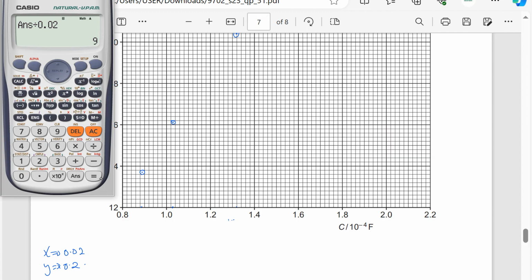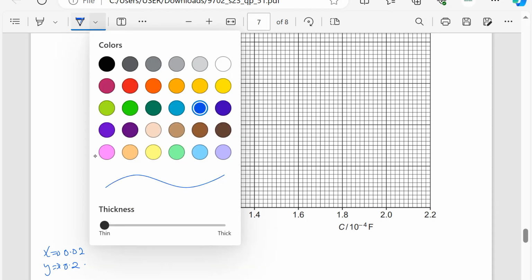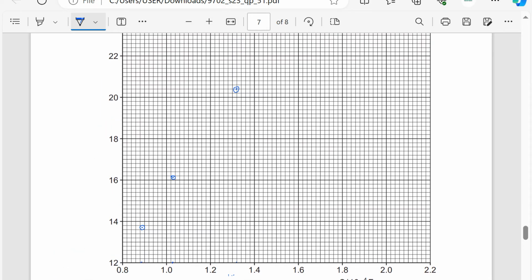Then on the y-axis it is 18.3. So 18.3 minus 18 divided by 0.2, those are 1.5. So 9 small squares from 1. So 1, 2, 3, 4, 5, 6, 7, 8, 9.